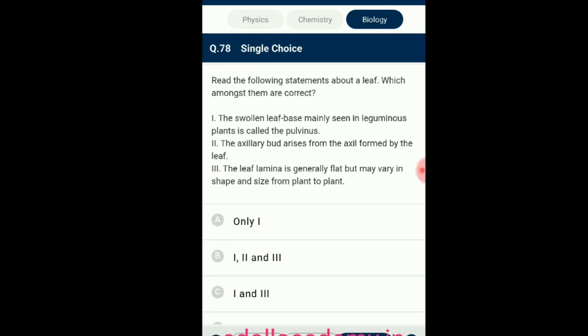This axillary bud further develops into a branch. The leaf lamina serves as the stage for harvesting light for photosynthesis. The shape of the leaf may vary from plant to plant. So the answer for this question is option B. From the following statements about leaf, statements 1, 2 and 3 are correct. So the correct option is B.